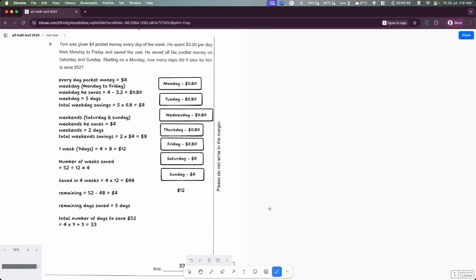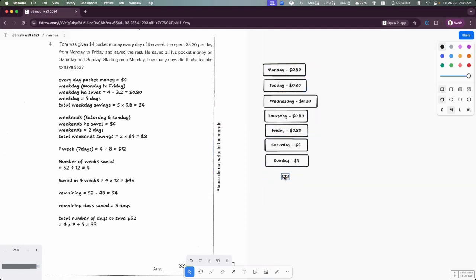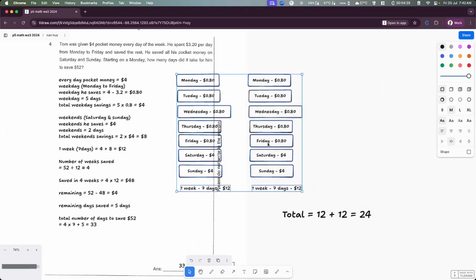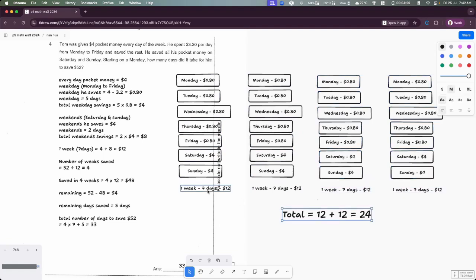So this is basically $12. This is 7 days, or 1 week. 1 week, which is 7 days, which is $12. If we duplicate this, then the total will be $12 plus $12, which is 24. So we got a total of 2 weeks. If I duplicate this another time, now we have 4 weeks, so essentially 12 plus 12 plus 12 plus 12. This will give us 48. But we want to hit 52.